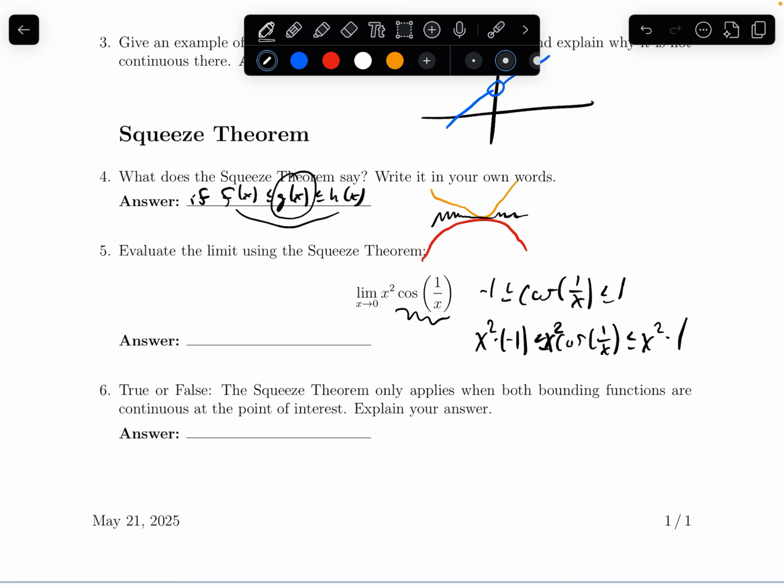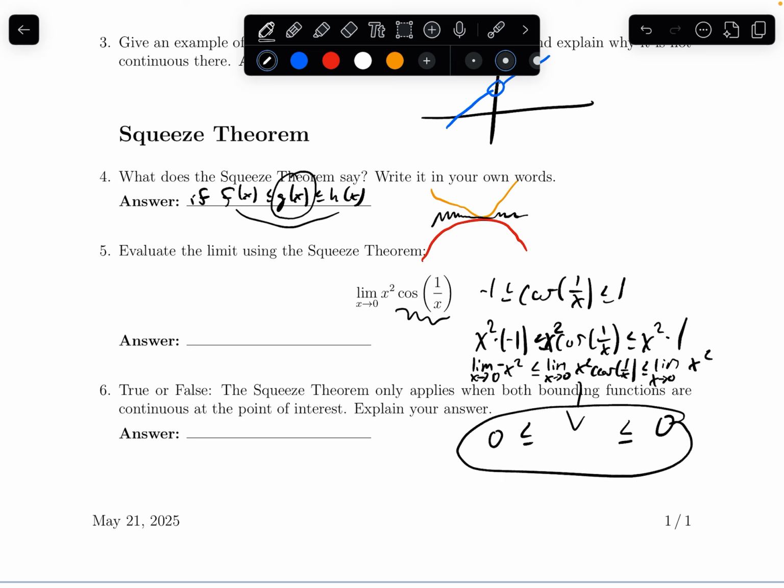And then we can take the limit of everything. So we get the limit as x goes to 0 of negative x squared, less than or equal to the limit as x goes to 0 of x squared cosine of 1 over x, less than or equal to the limit as x goes to 0 of x squared. Now, this middle limit is what we're looking to find, so we can't really do much with that. But the left-hand limit is just 0. I'm just going to draw an arrow down. And the right-hand limit is also 0. Because of the squeeze theorem then, these guys are equal to each other, and so we know the limit of x squared times cosine of 1 over x is also 0.